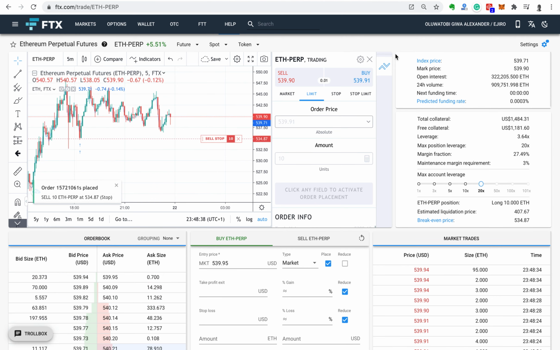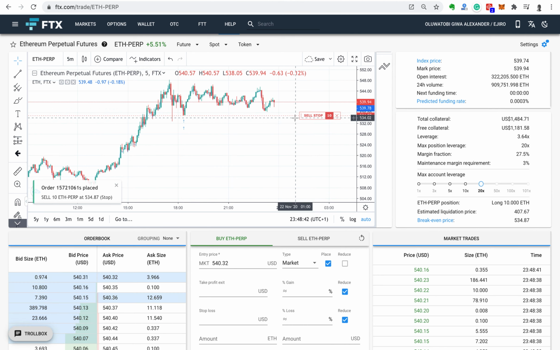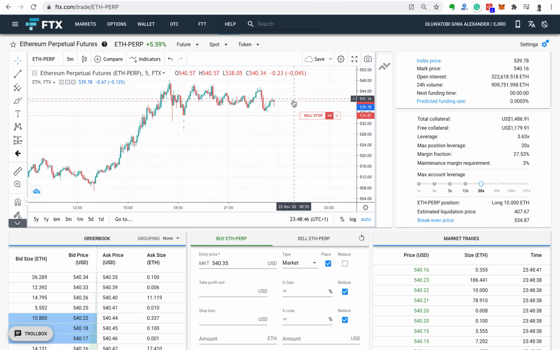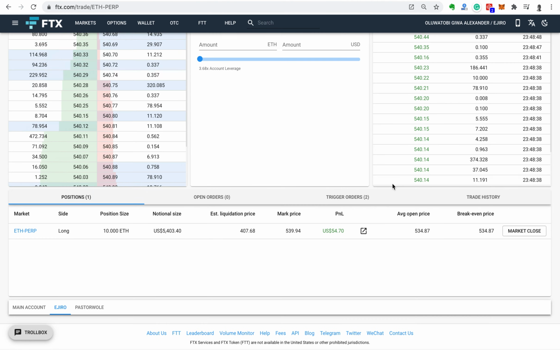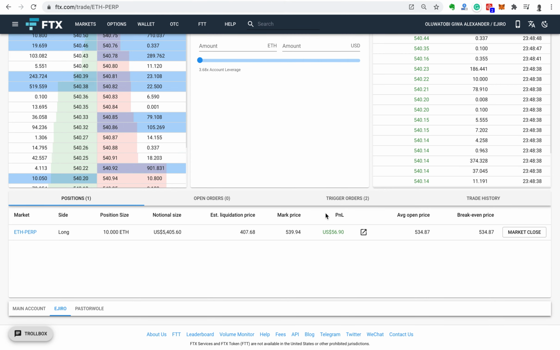So this trade is now risk free. I have nothing to lose in this trade because my entry point is the same as my sell stop. So even if the price comes back down and exits the market, that means no profit, no loss. No profit, no loss is the worst case scenario in this trade.